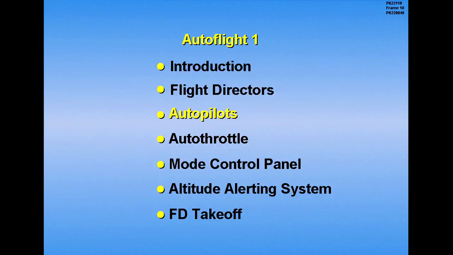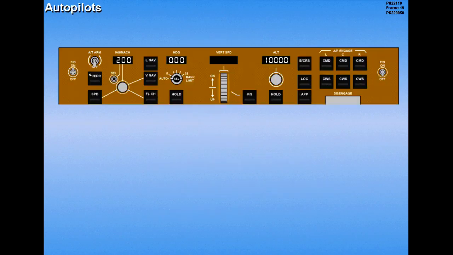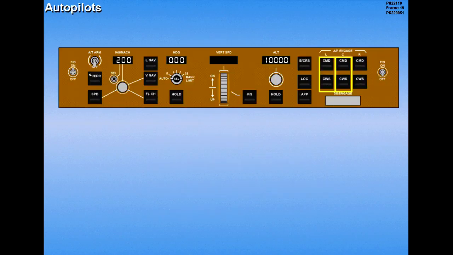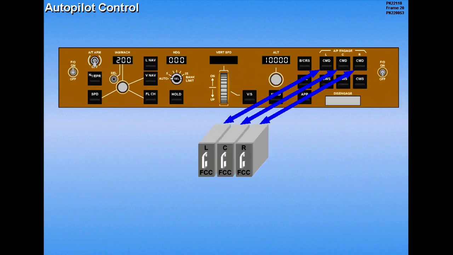Let's now look at the autopilot. There are 3 autopilots designated left, center, and right. Each autopilot is controlled by its respective FCC. The link between the FCC and its associated autopilot cannot be changed. Consequently, an FCC failure also causes the loss of its associated autopilot.